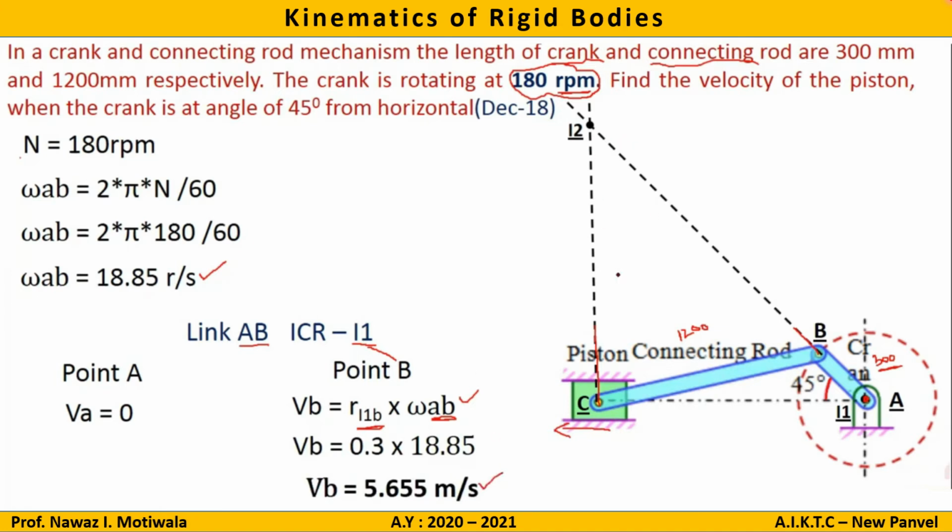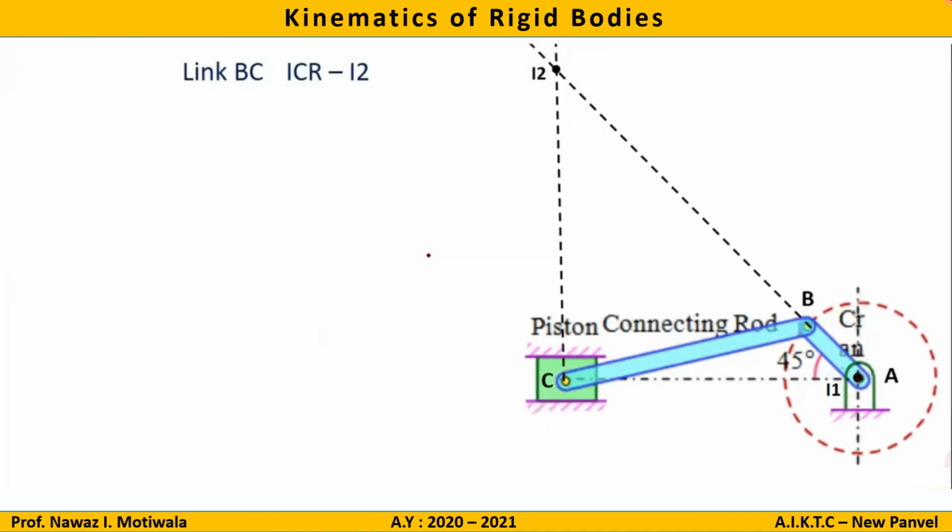Now let us consider link BC. Till now I have considered only link AB. Now let us consider link BC. For link BC, the corresponding ICR is I2. Then what are the 2 points? 2 points are B and C.